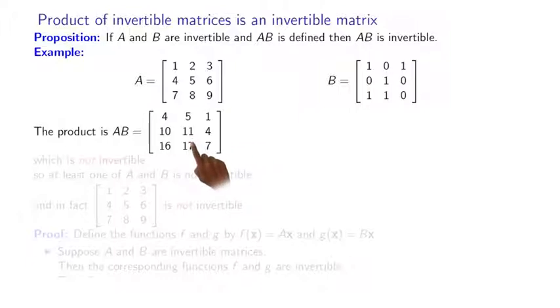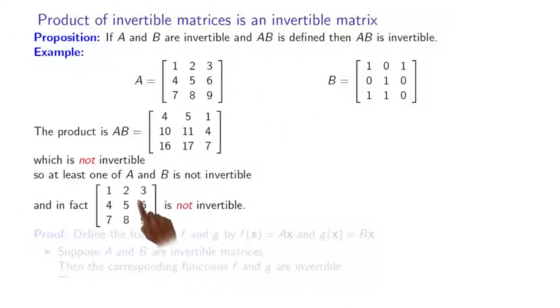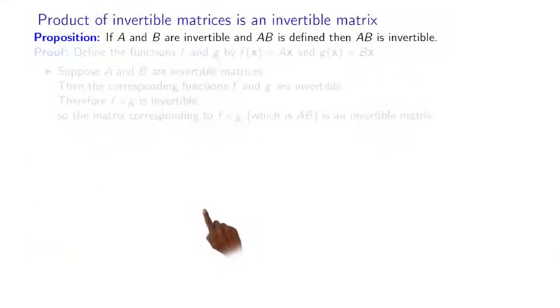Here's the matrix product. It's not an invertible matrix, so the proposition implies that at least one of A and B is not an invertible matrix, and in fact that first one, A, is not invertible. For the proof, we just follow the same line of reasoning we used in the first 2 examples.